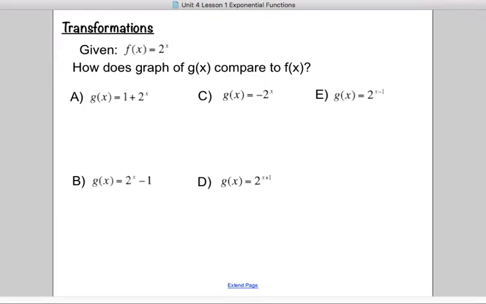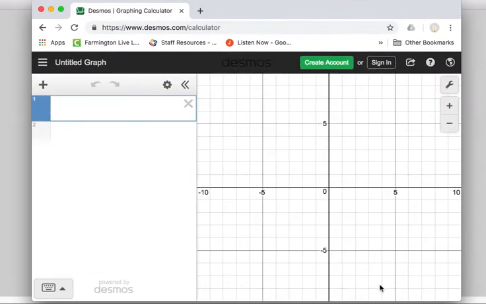Transformations. How do these graphs compare to f of x? Okay, how do these change? So what you could do is you could graph these on your calculator. We have been looking a little bit at transformations, so you might already be able to take a guess, but let's go ahead. I have Desmos. You can graph these on your calculator, but what you do is you'd graph your original function.